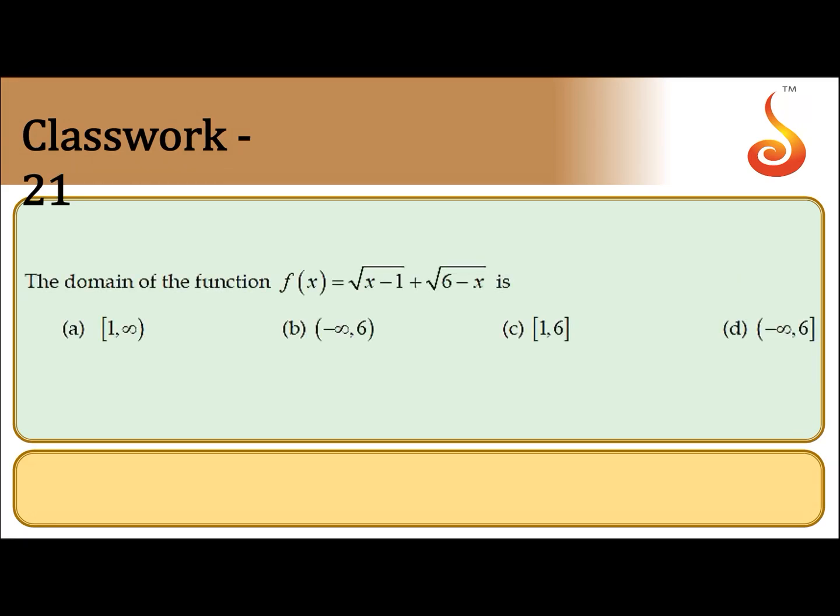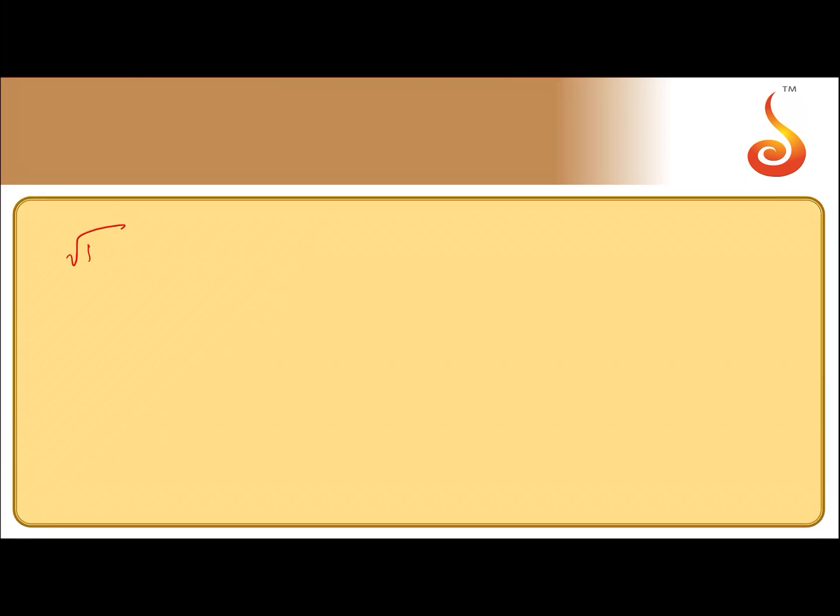Coming to the next one, what is the domain of this function here? As you know, the value under the root must always be non-negative. The function is the square root of x minus 1 plus the square root of 6 minus x. So first, x is greater than or equal to 1 compulsorily. Second, x is less than or equal to 6.